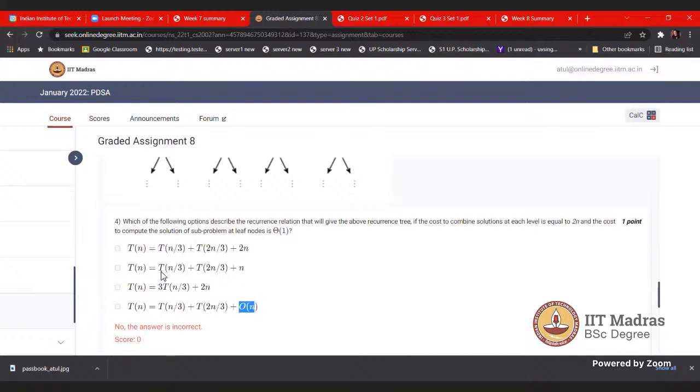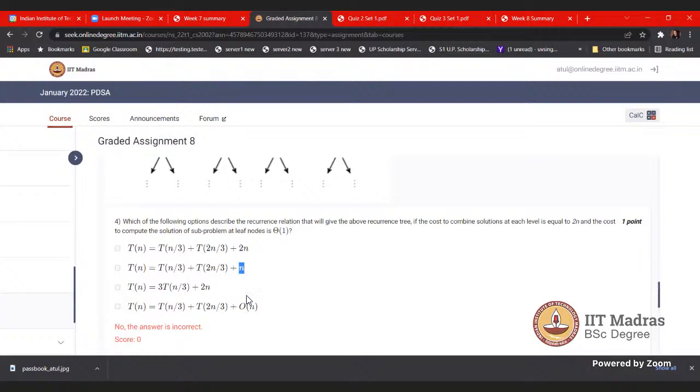Yeah, T(n by 3) plus T(2n by 3) plus n. Okay, so here the complexity is not given; here the number of steps is given. The number of steps is actually 2n, so we cannot change the number of steps.